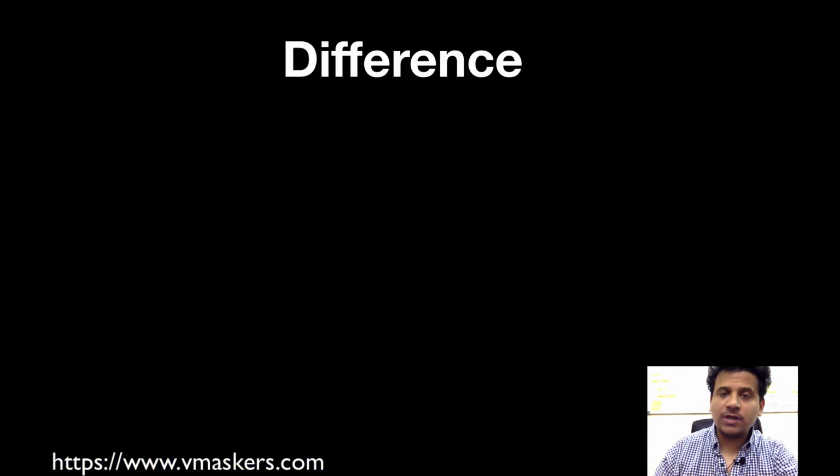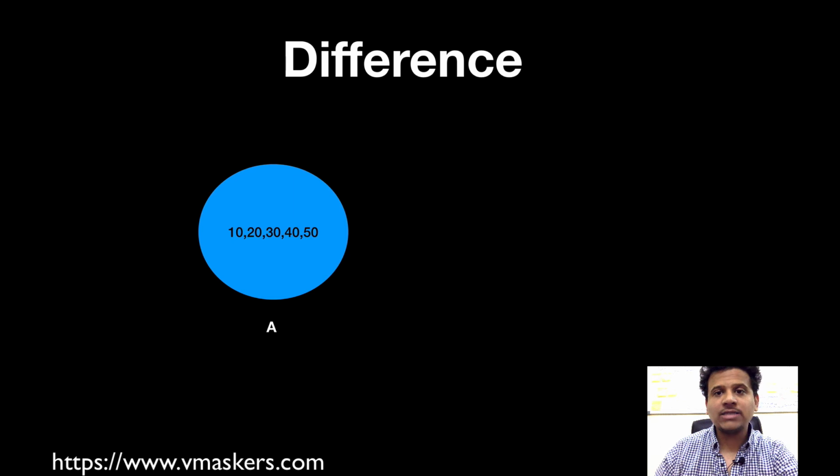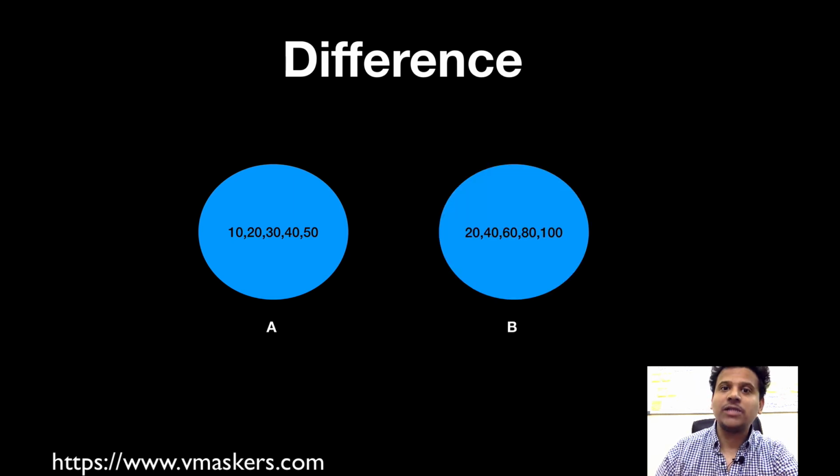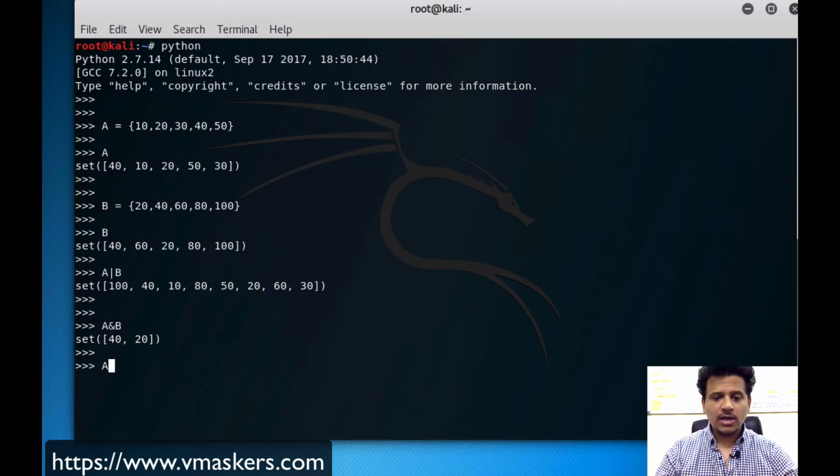Now let's see the difference. So this is set A and set B. If we want to see the difference between A and B, that will contain the elements which are present in A but not in B. So 10, 30, 50 are present in A but not in B. Let's see that in Python, A minus B, and we got the values 10, 50, 30.